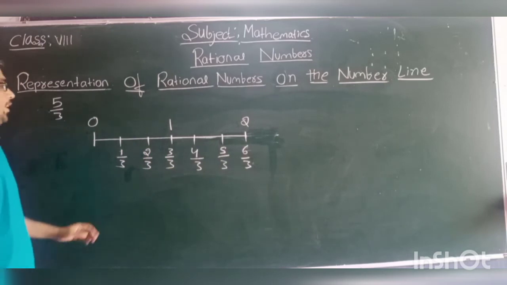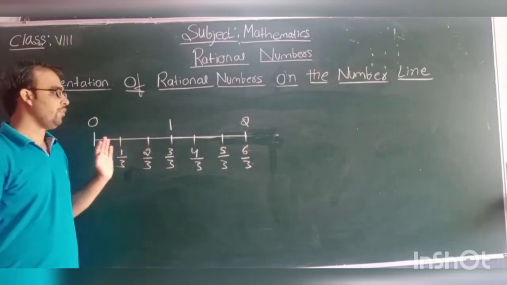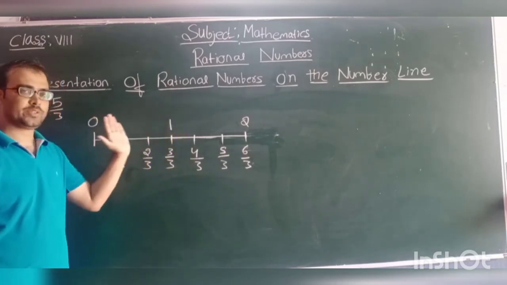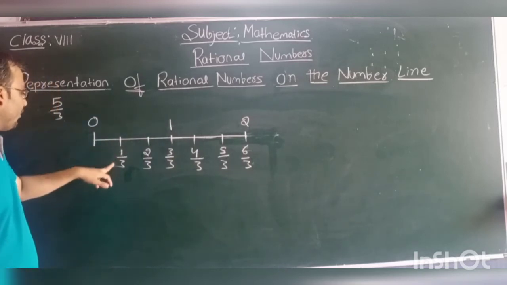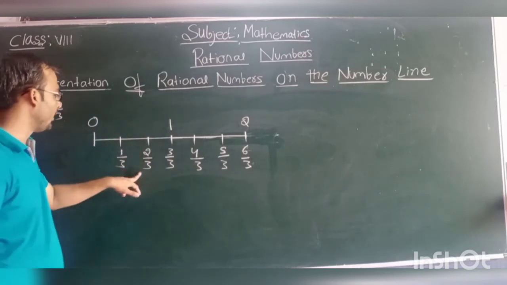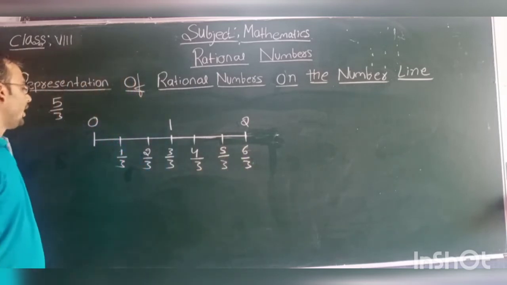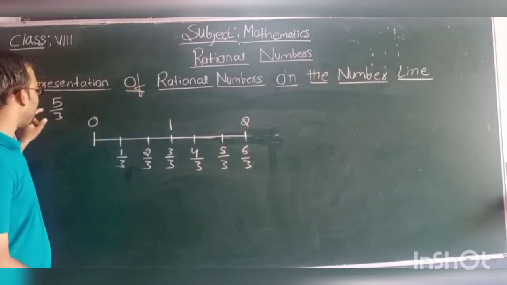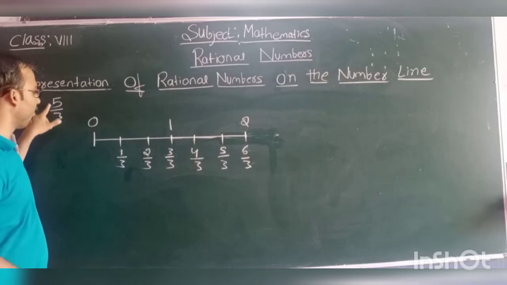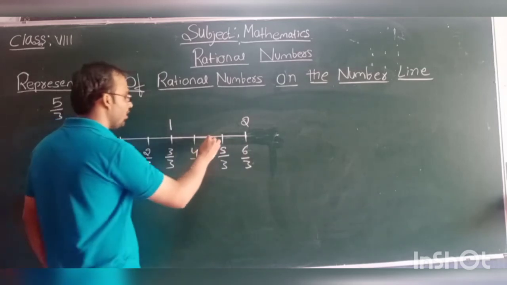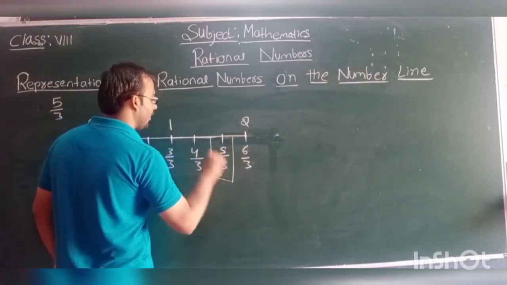Okay, so look at here what we have done, we have divided each unit into 3 equal parts. The first part can be represented as 1 by 3, next 2 by 3, next 3 by 3, 4 by 3, 5 by 3, and 6 by 3. And now which part do you need to represent? 5 by 3. So here it is 5 by 3.